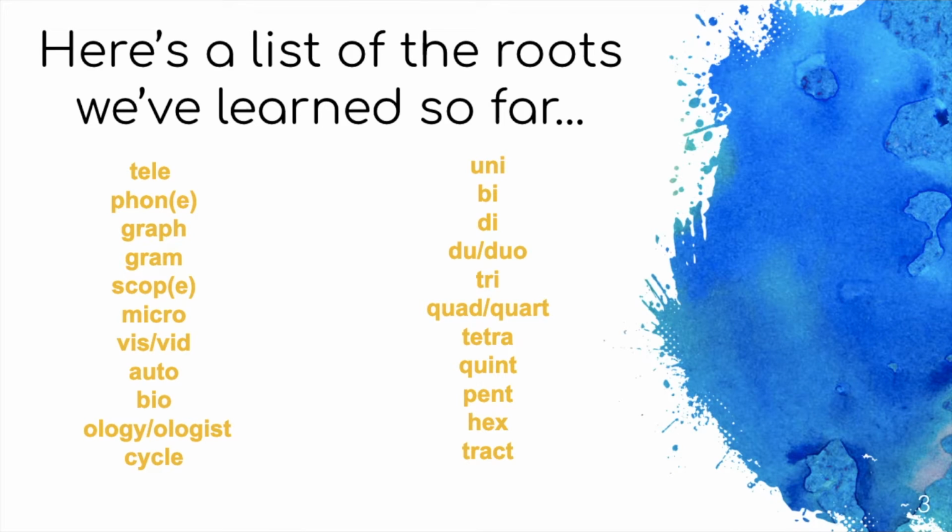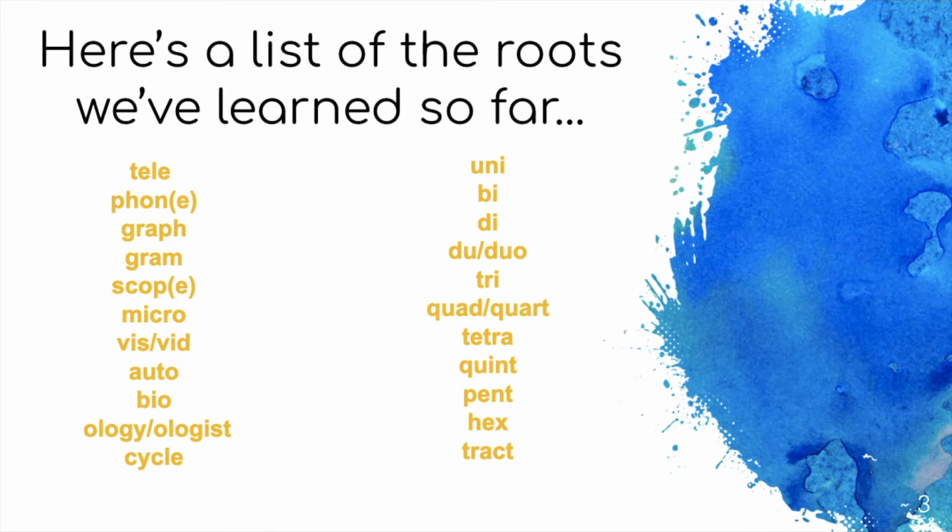So our first one is tele, and then phon, phone, graph, gram, scop, scope, micro, viz, vid, auto, bio, ology, ologist, cycle, una, bi, di, do, duo, tri, quad, quart, tetra, quint, pent, hex, and tract.